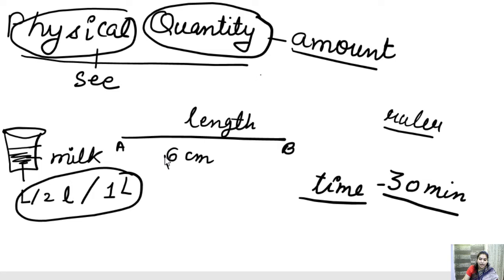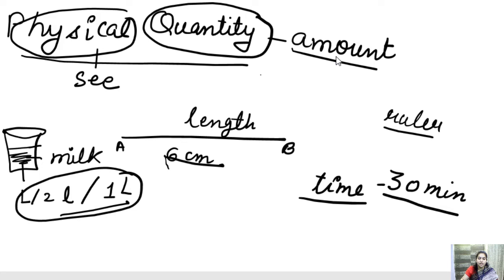So everything here that can be measured is called a physical quantity. Everything like length is a physical quantity. Here we are calculating the volume, so this is a physical quantity. Here we can calculate the time, so it is a physical quantity. All the quantities that can be measured are called physical quantities.